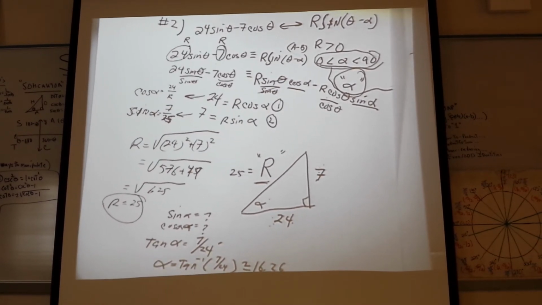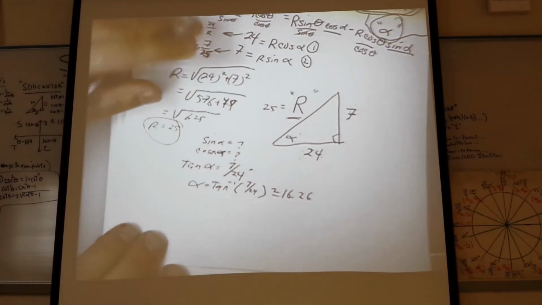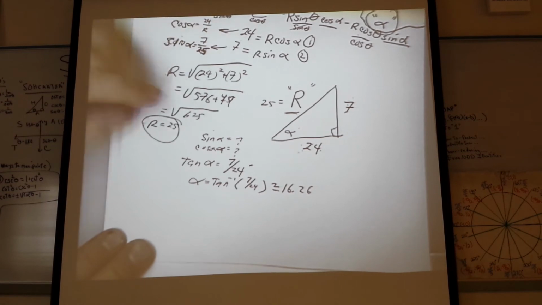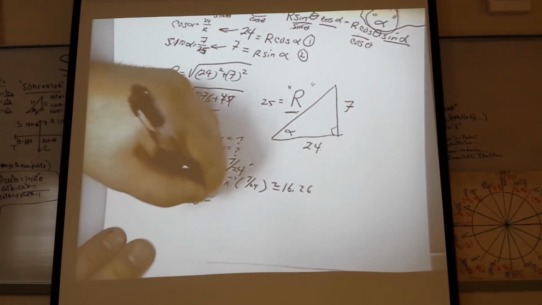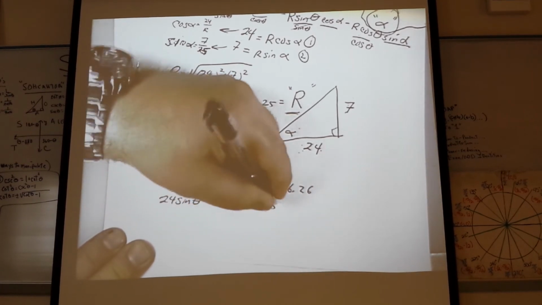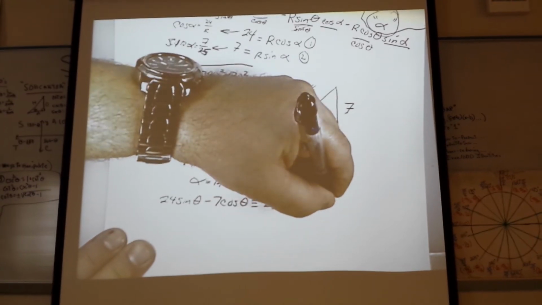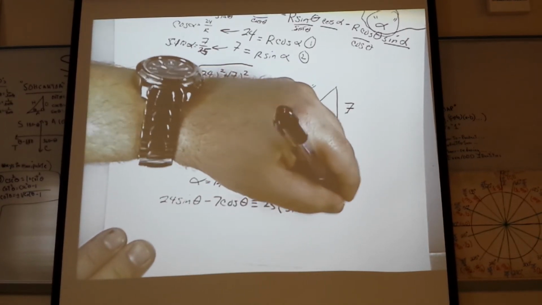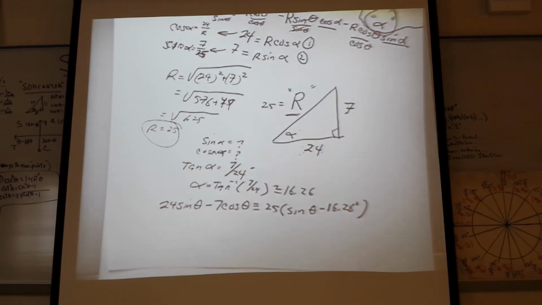That's just me. Okay. So if I wanted to put all this together, ladies and gentlemen, I would have 24 sine theta minus 7 cos theta equals 25 sine of theta minus, what's the degrees for alpha? 16.26 degrees. Make sense so far?